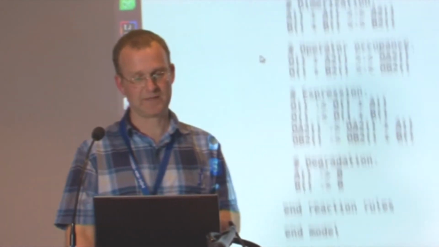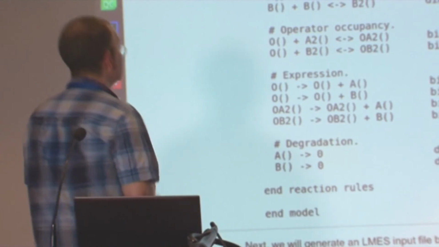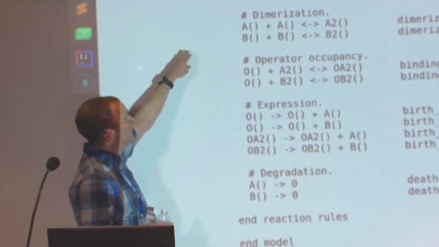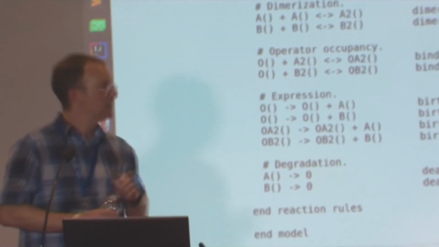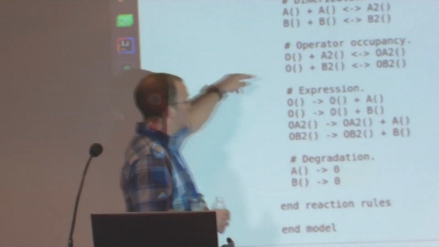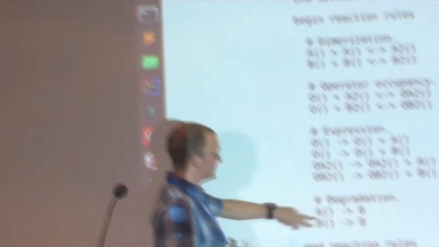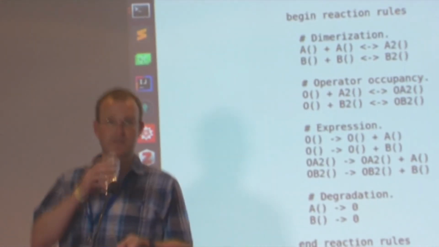And then we just specify the reactions. Just like we said, we're going to have A dimerizing, B dimerizing, A dimer and B dimer binding to the operator, and then the birth, the promoted birth, and the 2 degradation terms.